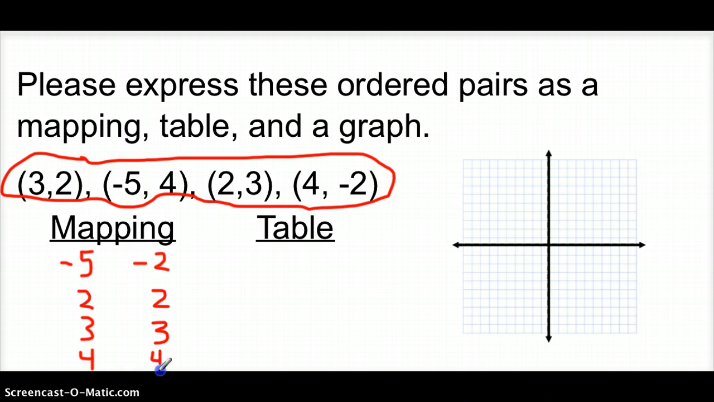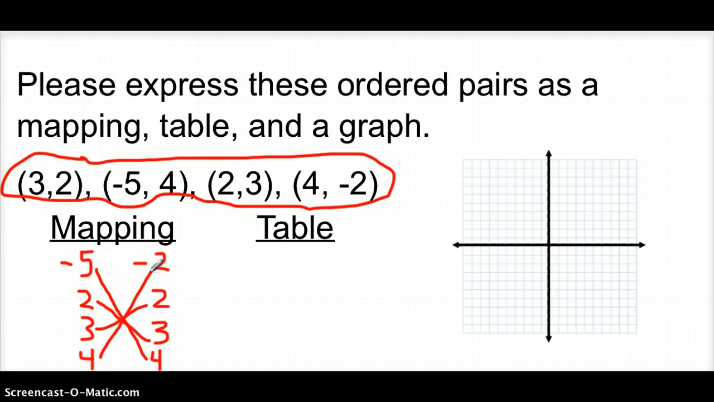Now let's see how these are paired up. The key thing is we have to draw lines between these. The -5 is paired with the 4. The 2 is paired with the 3 in the range. The 3 in the domain is paired with the 2. And the 4 in the domain is paired with the -2.